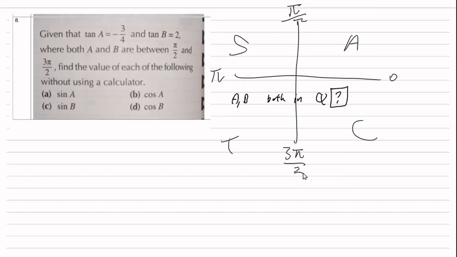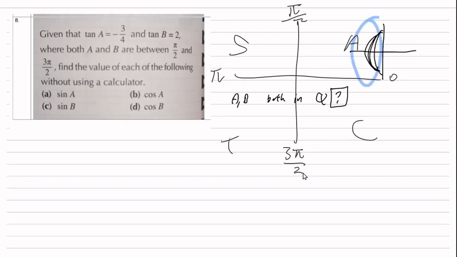the interval first. Where is pi/2 and 3 pi/2? Is it S or T? Okay, so it's over here, right? This region. Yes, S or T. So the angles are within this region.